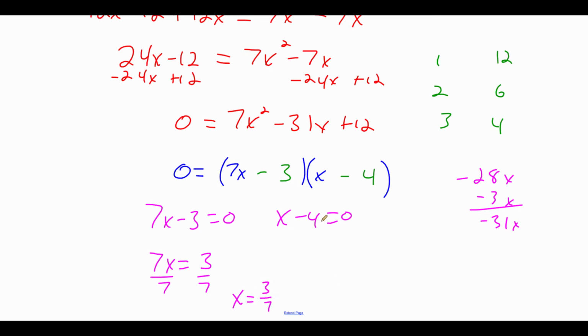And then on this one, the only thing we need to do to get x alone is add that 4 over, so we get x equals 4. Now earlier on, we did have to restrict down the domain, and we said that we didn't want our x to be 0 or 1. We didn't get either one of those answers, so both of these are going to be part of our solution set.